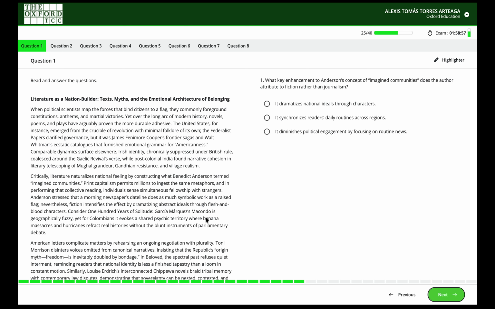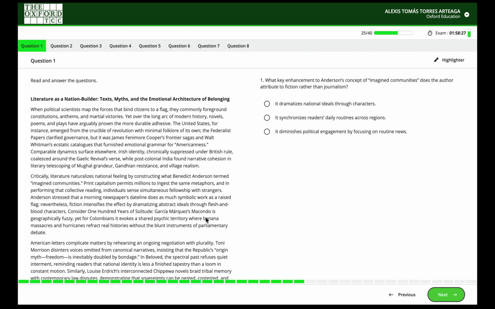The Federalist Papers clarified governance, but it was James Fenimore Cooper's frontier sagas and Walt Whitman's ecstatic catalogs that furnished an emotional grammar for Americans. Comparable dynamics surface elsewhere. Irish identity, chronically suppressed under British rule, coalesced around the Gaelic revival's verse, while post-colonial India found narrative cohesion in the literary telescoping of Mughal grandeur and Gandhian resistance of village realism.